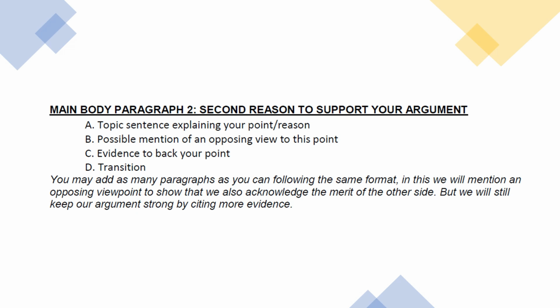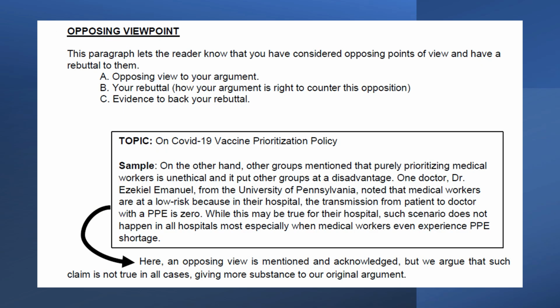How about paragraph 2? You see, it's almost the same. I mean, it's the same as well. But you know what? Reminder, you may add as many paragraphs as you can following the same format. In this, we will mention an opposing view to show that we also acknowledge the merit of the other side, but we will still keep our argument strong by citing more pieces of evidence. As you can see here, it is another example. Okay.